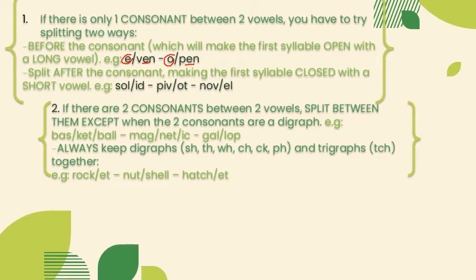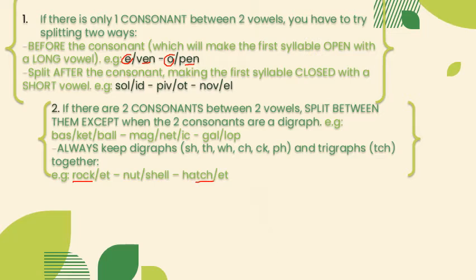Gallop. Always keep digraphs. We always have to keep the digraphs like SH, TH, WH, CH, CK, and PH, and trigraphs like TCH together. We do not split between them. Example, rocket. Here I do not split between the C and K. I keep the C and K together. Rocket. Nutshell, not nut-s-hell. Okay, so you see the SH, they stay together. Hatchet. Here I have a trigraph, TCH, so I have to keep the TCH together.